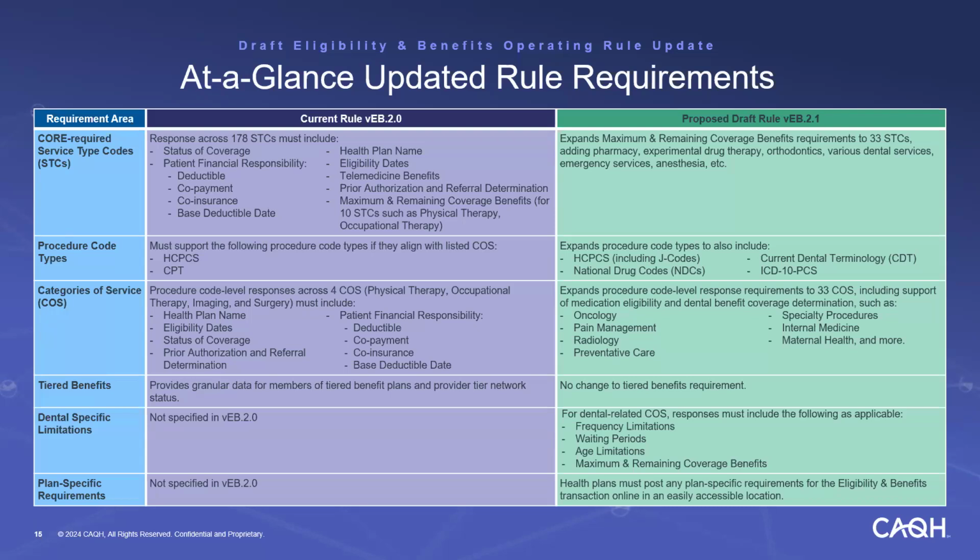Moving down the line, not meant to be a Grateful Dead reference there if there's any fans out there, but the tiered benefit item simply states that version 2.0 of the rule already requires that responses include information about benefit tiers as applicable.